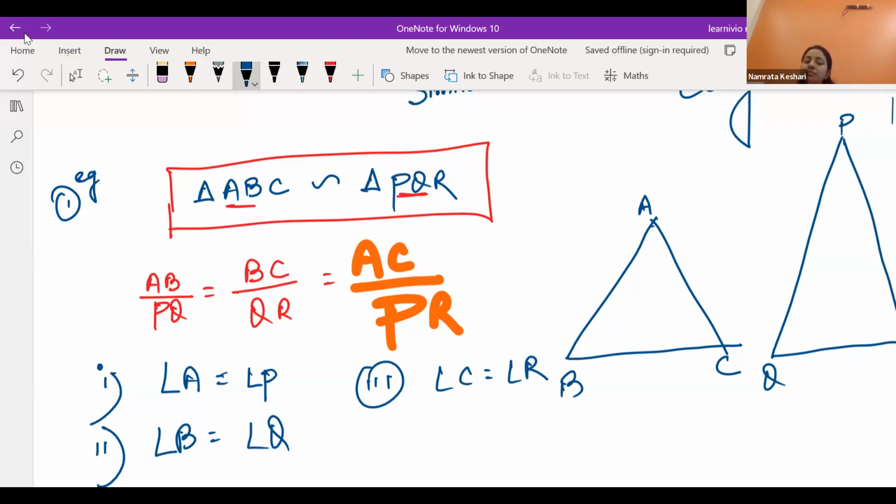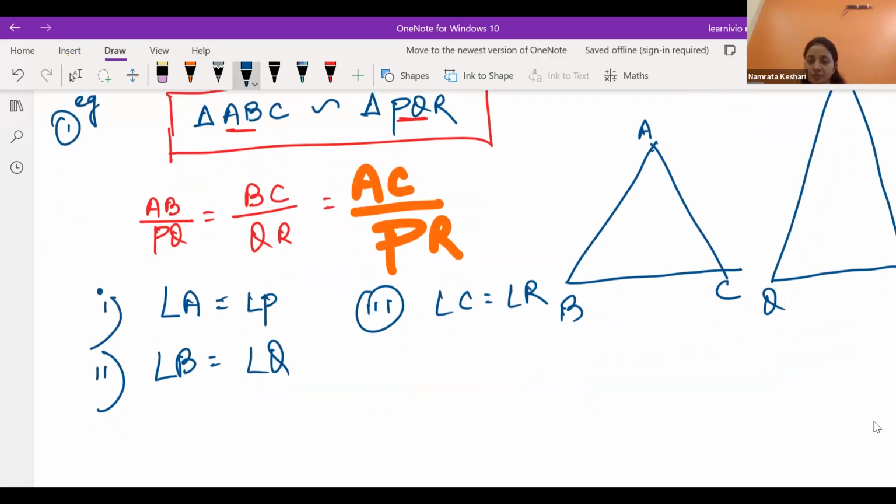That's what we are discussing over here: when we compress or stretch the figure while maintaining the same ratio, the corresponding angles will be the same. That is the meaning of similarity. We will end up creating a similar figure.